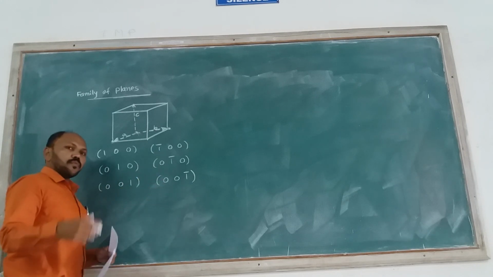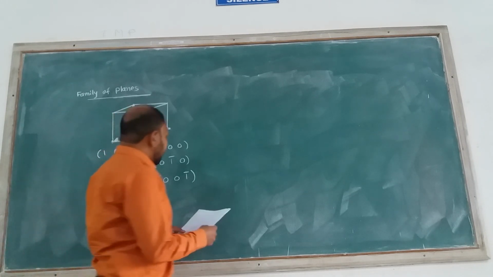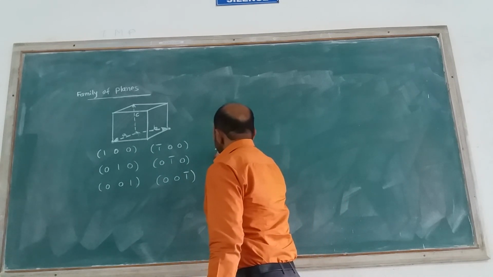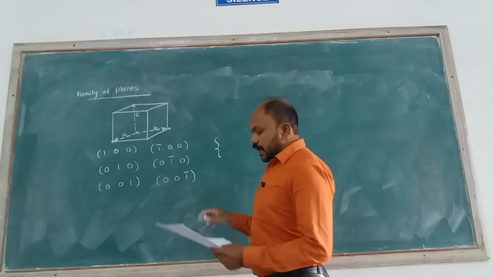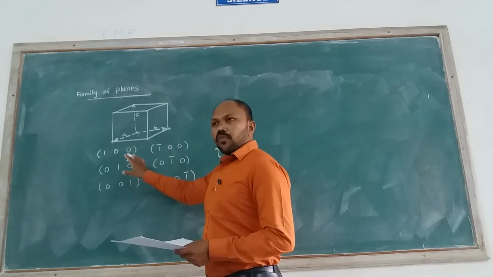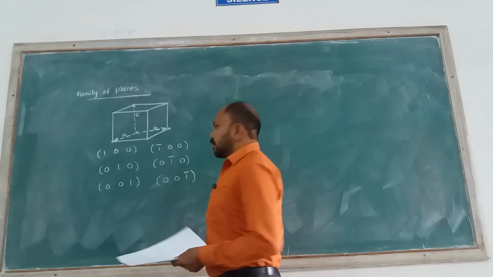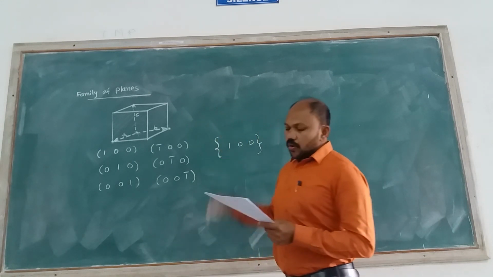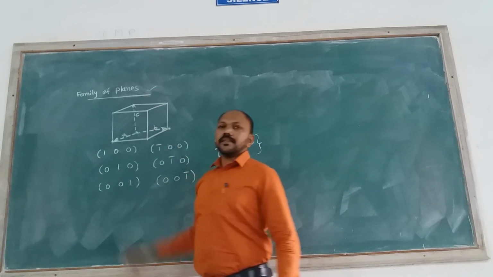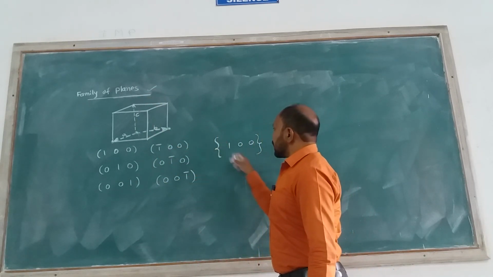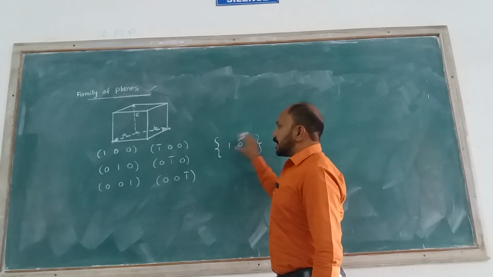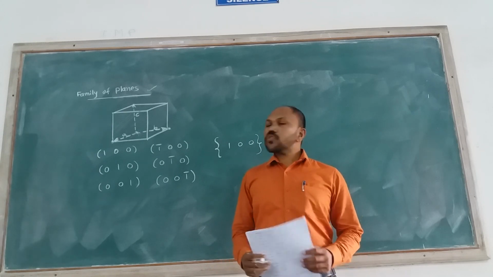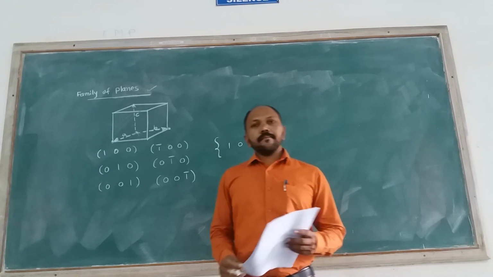Similarly, for the other cases, we already discussed all these cases in detail. But how to represent the family of planes? For family of planes, we represent by using curly brackets, and out of these 6 values, you use any one value. Okay, so 1 0 0 in curly brackets. This is called family of planes. If a curly bracket is there with 1 0 0, you understand that we consider all these 6 cases together. So it is called family of planes.